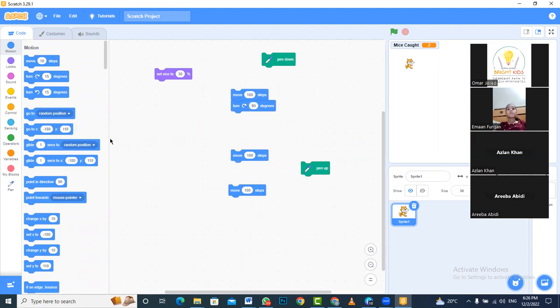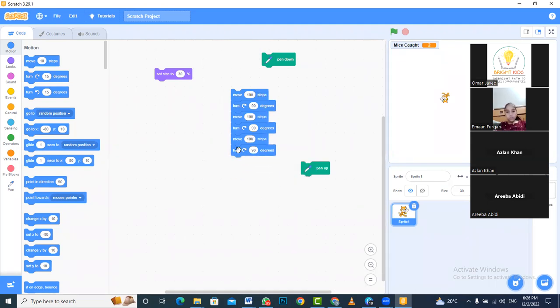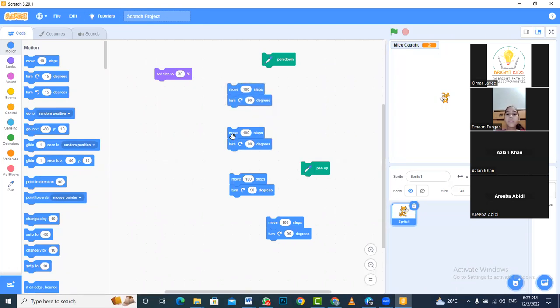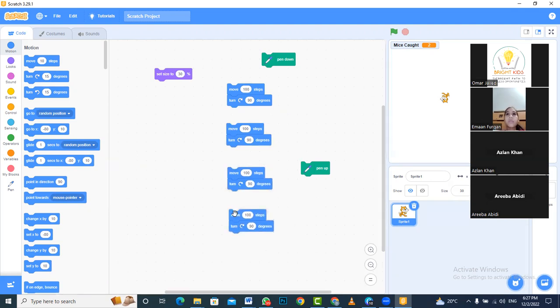Now this move helps me draw one side. And if I repeat this process four times: move 100 steps, turn 90, again move 100 steps, turn 90, move 100 steps, turn 90 once again, move 100 steps and turn 90 once again.